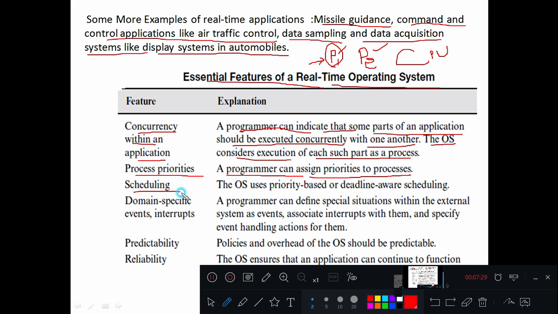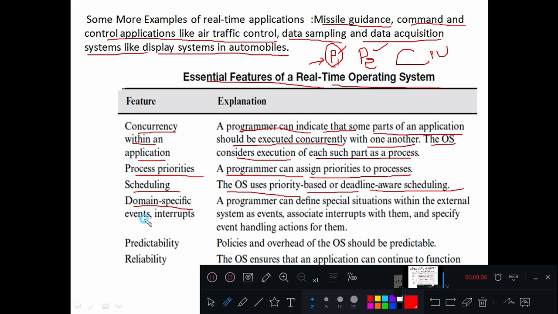Next one is scheduling. As I already discussed, scheduling is the process of assigning a CPU to different processes for a certain amount of time. The OS uses priority based or deadline aware scheduling. Deadline aware scheduling comes in real-time applications, right? So if process P1 is a deadline aware process or a highest priority process, then the CPU has to be scheduled to that particular process first. Later it will be scheduled to some other processes, right? So that is the scheduling.